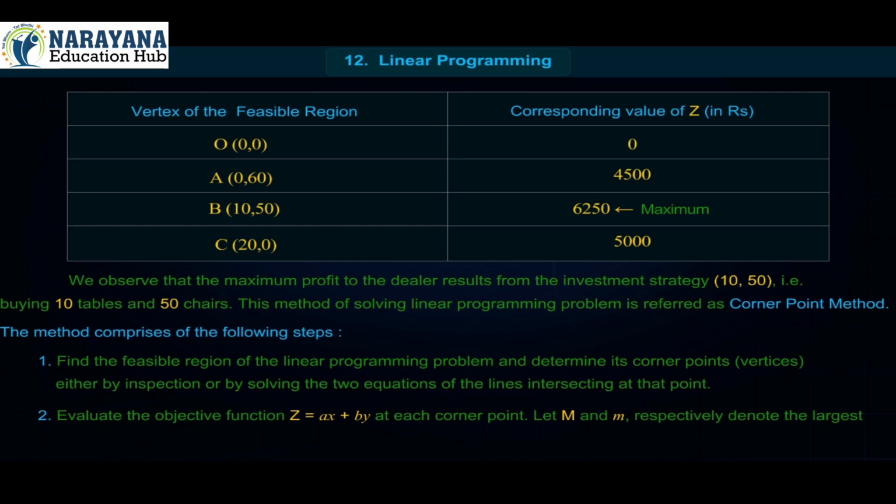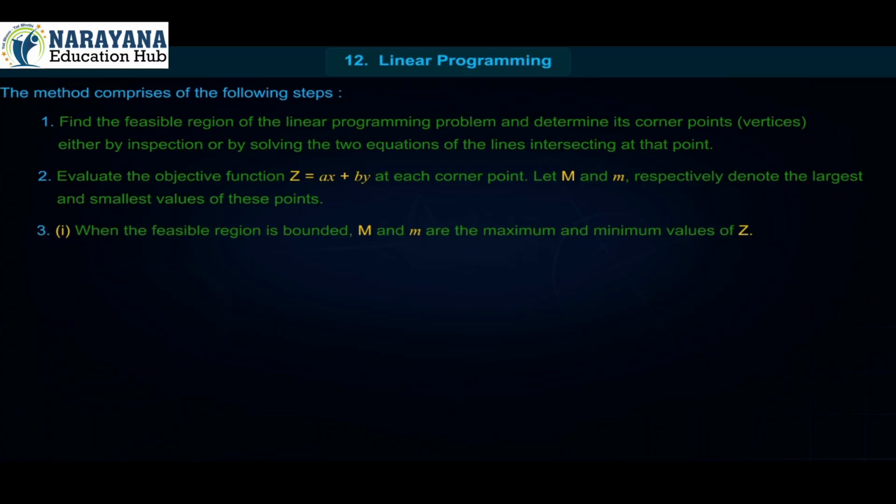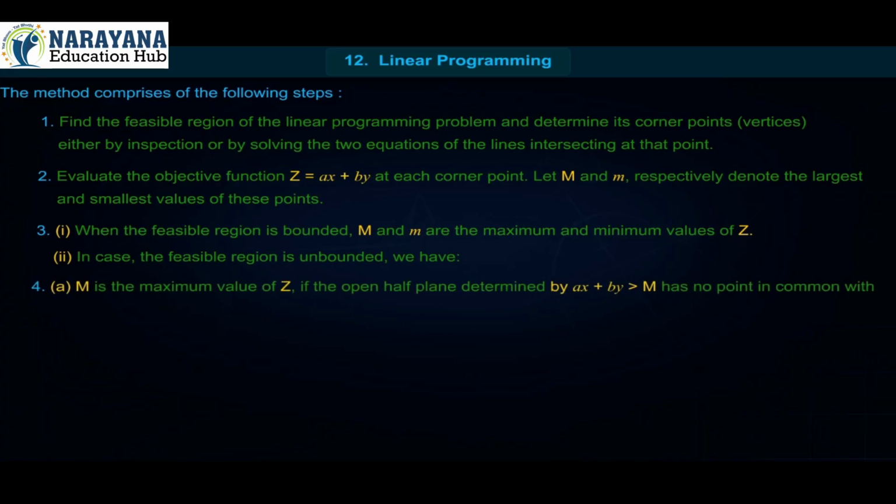Let capital M and small m respectively denote the largest and smallest values of these points. Number 3. In number 1, when the feasible region is bounded, capital M and small m are the maximum and minimum values of Z. Number 2. In case the feasible region is unbounded, we have number 4.